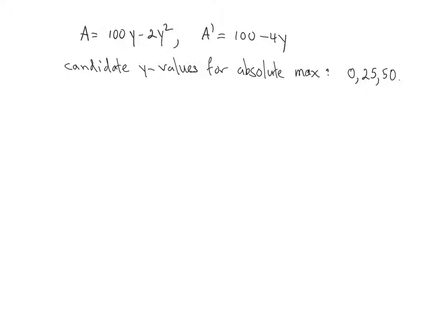Okay, so we're on a new page now, and here's a summary of what we have so far. The area function is 100y minus 2y squared. That's written right here. We took a derivative, and we set the derivative equal to 0 and determined the candidate y values for the absolute max, and that was 0, 25, and 50. And now what you do is you plug each of these y values back into the area function.